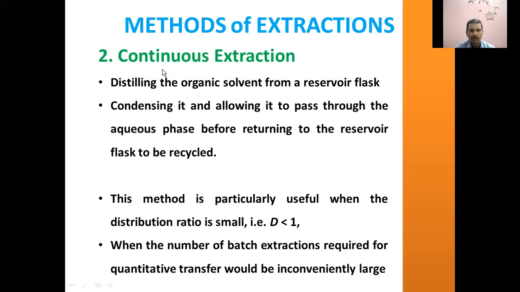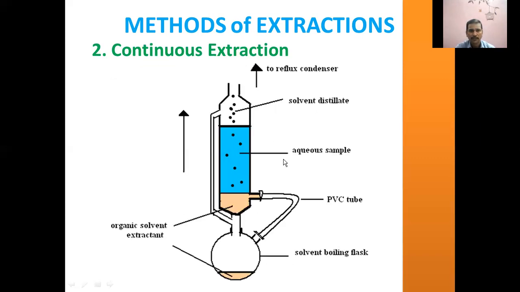So we prefer continuous extraction when the D value is less than 1, or when multiple extractions are needed in order to extract the maximum amount of the solute. We will use the continuous extraction technique.